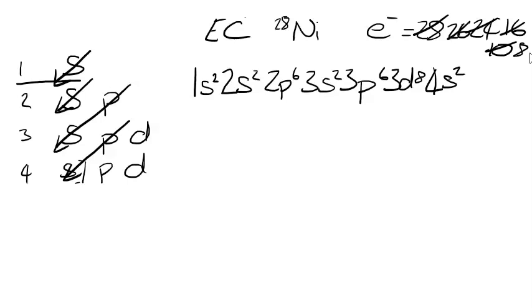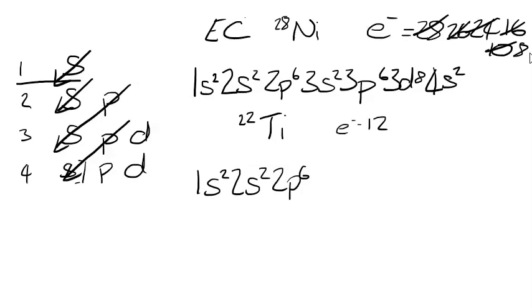Why don't we do titanium? Titanium has the atomic number of 22. So we go through and do all of this again. So 1s2, 2s2, 2p6. So we've used up 10, so we're down to 12 electrons left. And then we'll do 3s2, so we're down to 10.